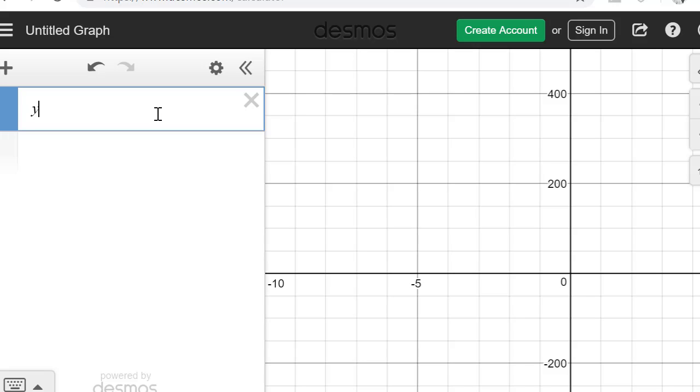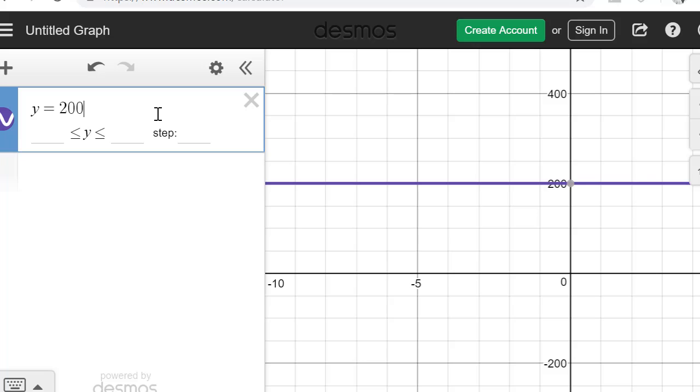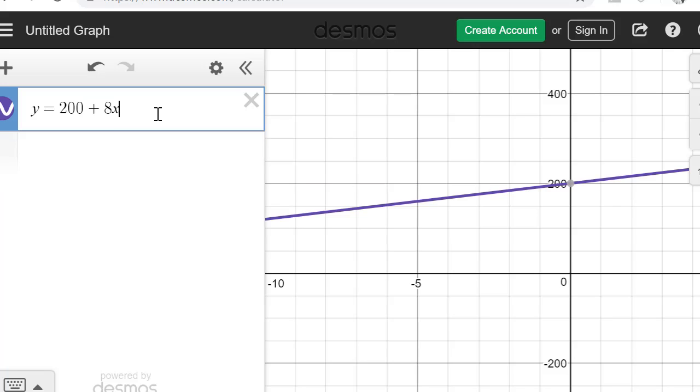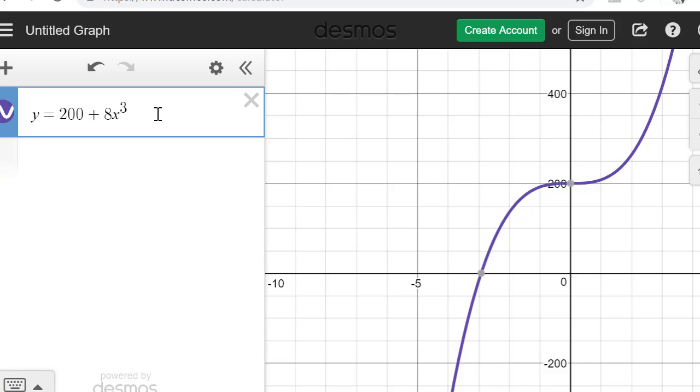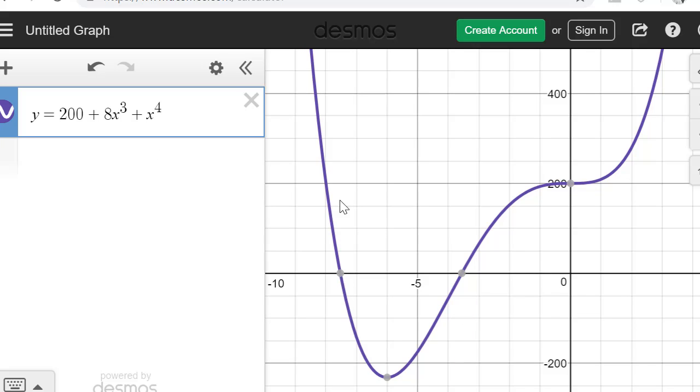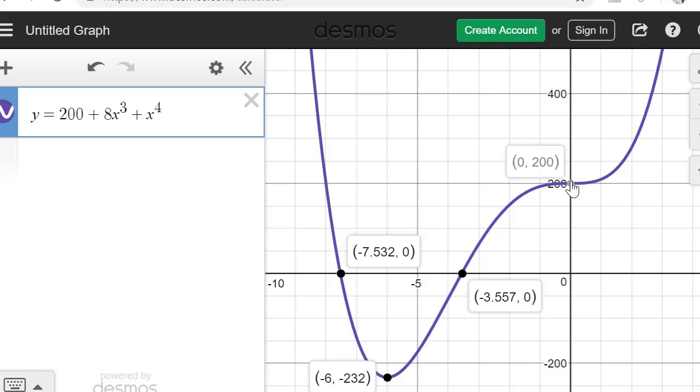Okay, we seem to have lost our function here. So that's again 200 plus 8x to the third power plus x to the fourth, and here we go. So our graph here, we didn't show this, but if we solve for when this thing is equal to 0, we would have gotten our two points of intersection, the x-intercepts, and we have our minimum value at -6, -232. We have our other critical point, which was not a max or a min, but it turned out to be an inflection point. We do have another inflection point at -4, so let's see if we can trace that out.